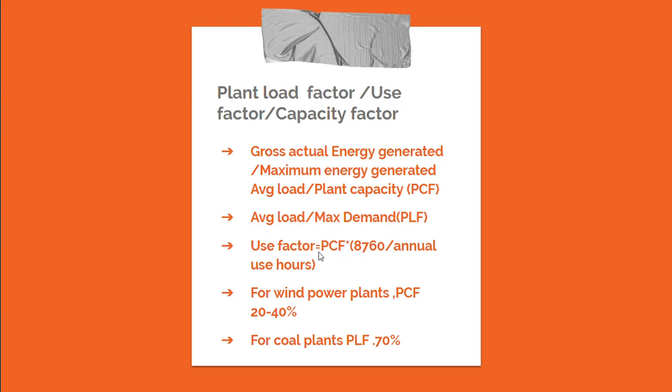So these three important parameters you need to understand. One is the plant load factor, which is nothing but the average demand upon maximum demand; the plant capacity factor, which is nothing but average load upon plant capacity; and the plant use factor, which would account for the actual usage hours.